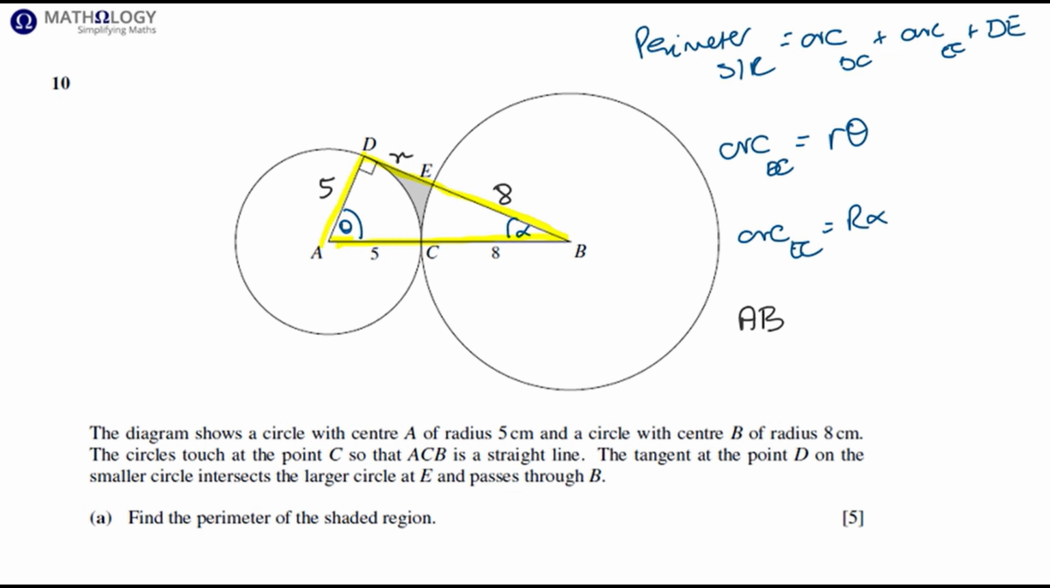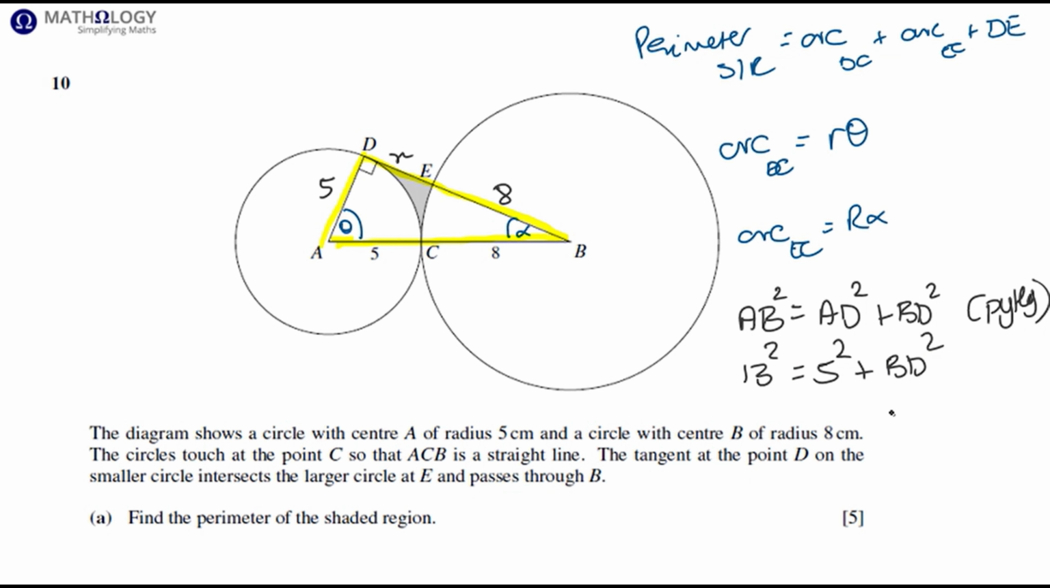So AB squared equals AD squared plus BD squared. That's Pythagoras' theorem. AB will be 5 plus 8, so AB squared is 13 squared equals AD squared, 5 squared, plus BD squared. BD squared is 169 minus 25, so it's going to be 144, and therefore BD equals 12. So BD is 12 and BE is 8, therefore X or DE equals 12 minus 8, which is 4.